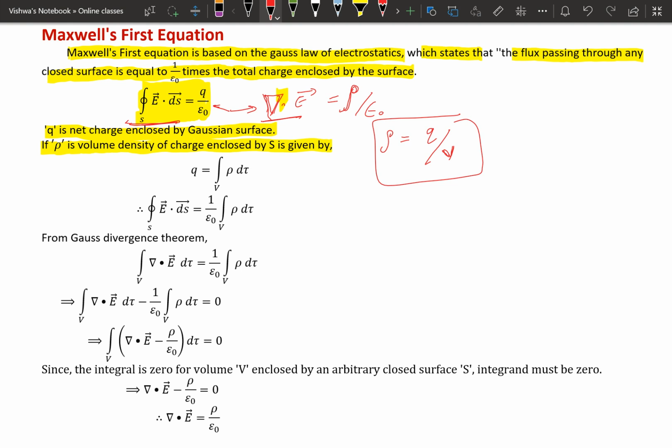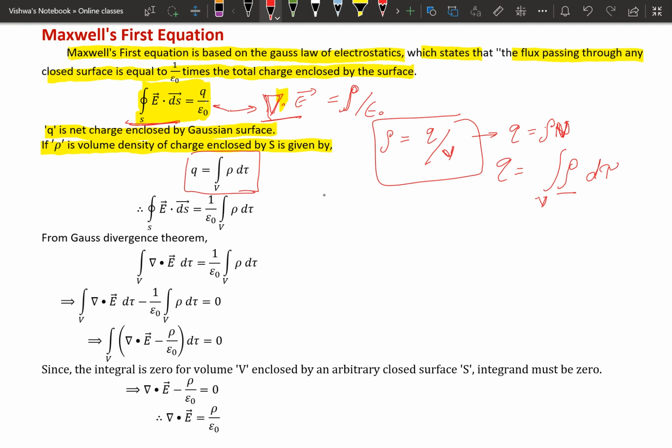Now using this relation we can write q equal to rho into tau, where tau is the volume and rho is the charge density. But here we don't know how much volume is enclosed. For that we take a small volume element d tau, so that the total charge enclosed is the integral of the charge density times the volume element d tau. This is the volume integral. So we can write the charge in terms of charge density, q equal to integral of rho d tau.